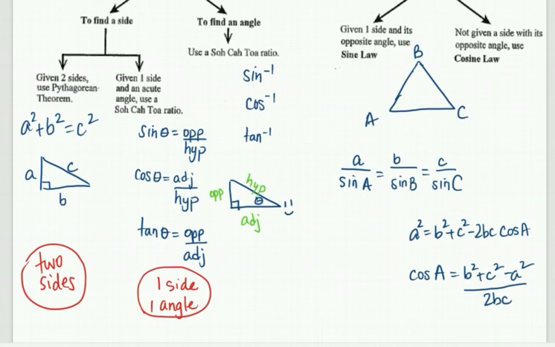All right, and so that's what we covered. This is the one where you have to find the angle, given one side and one angle, or you might be given a couple of the sides. So this is the one where you find the angle.